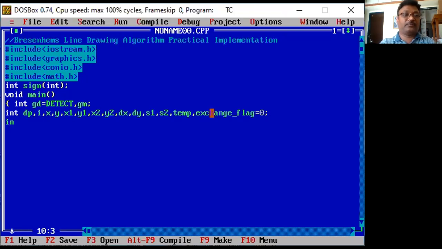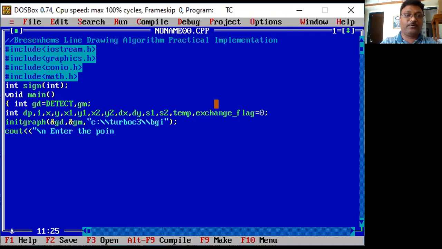Then initgraph, in initgraph you have to pass &gd comma &gm, and here you have to consider the path, Turbo C3, BGI. So this is for including all the programs you are implementing in graphics. Then I want to read the points, so enter the points. Suppose I enter p1 point having x1 y1 coordinates, and p2 point having x2 comma y2 coordinates. So those values you have to read from the user.